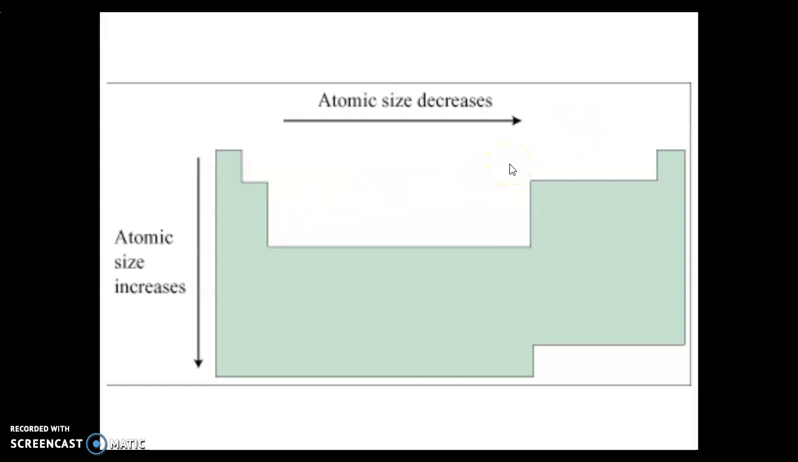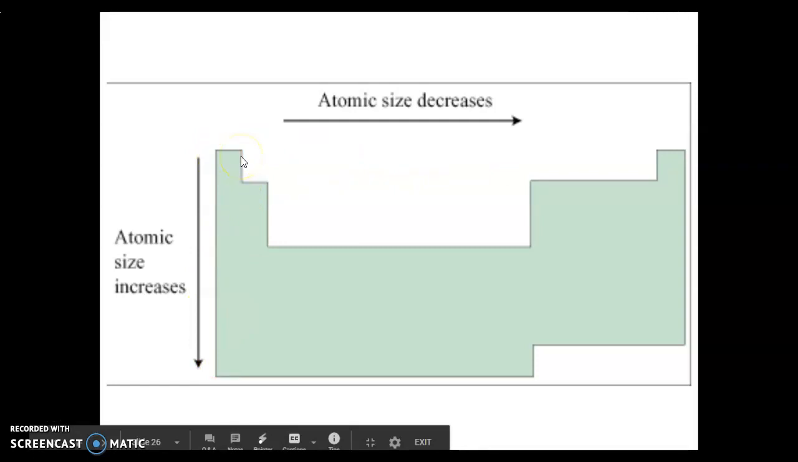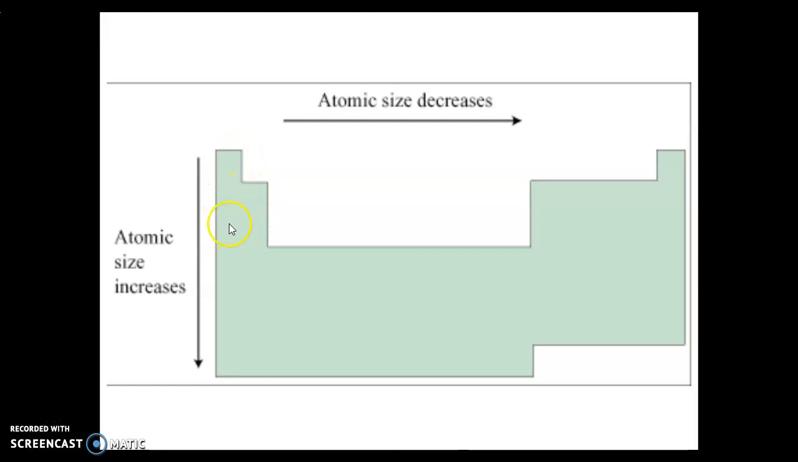And because there are more protons in the nucleus, those protons are positively charged, and each of those electrons feels more pull towards the nucleus. As you go down the periodic table, the atomic size increases because you're adding more layers. Each row on the periodic table is another layer of electrons that's added to those atoms.